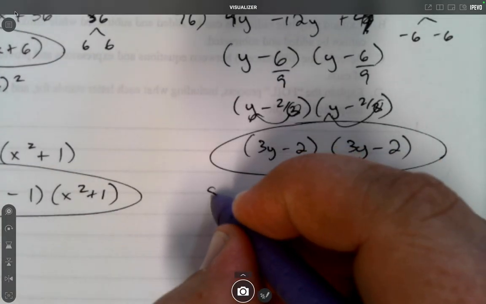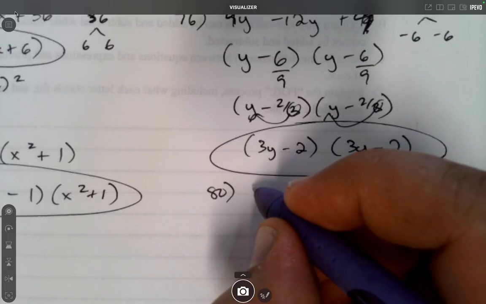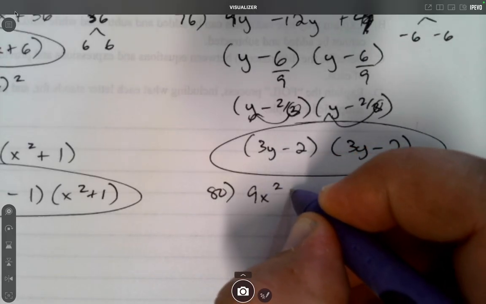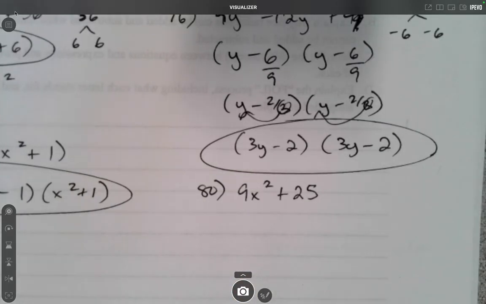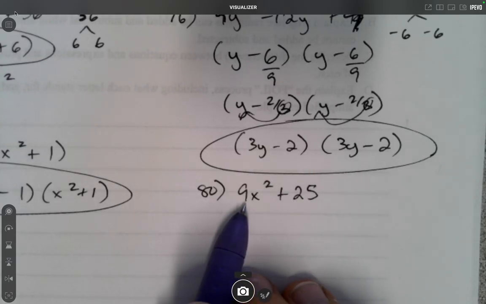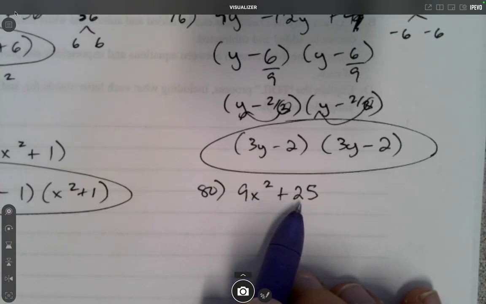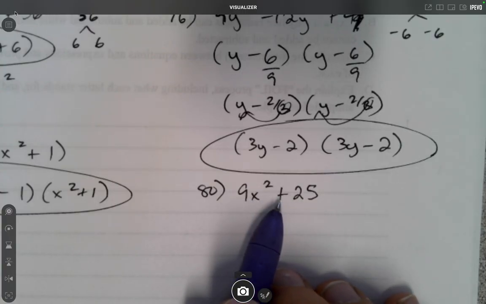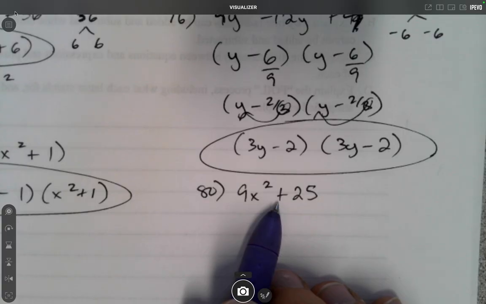Okay, then number 80, 9x squared plus 25. Well, this has two terms, which makes us think of difference of squares, and they are perfect squares. 9 is a perfect square, x squared is a perfect square, 25 is a perfect square, but we're not subtracting. So this is not a difference of squares, this is a sum of squares, and there's no factoring for those.